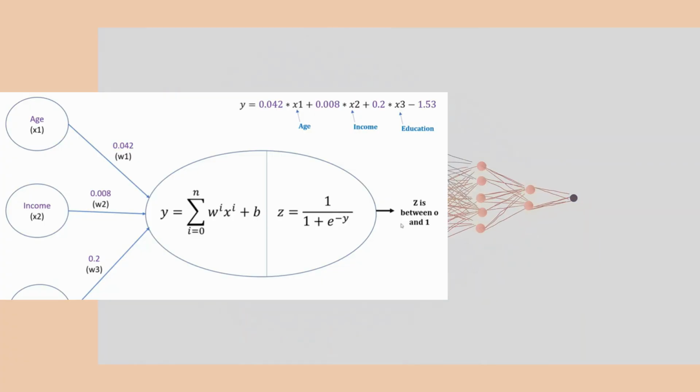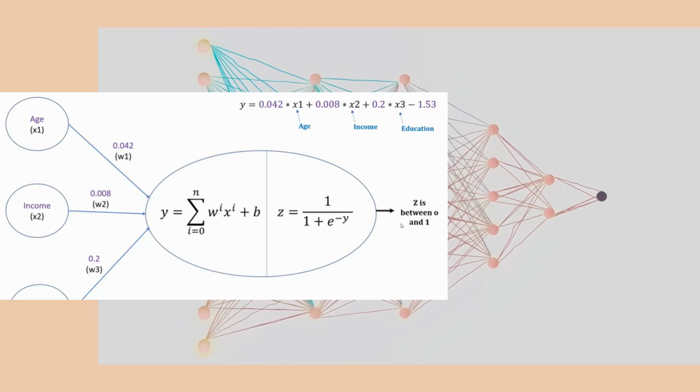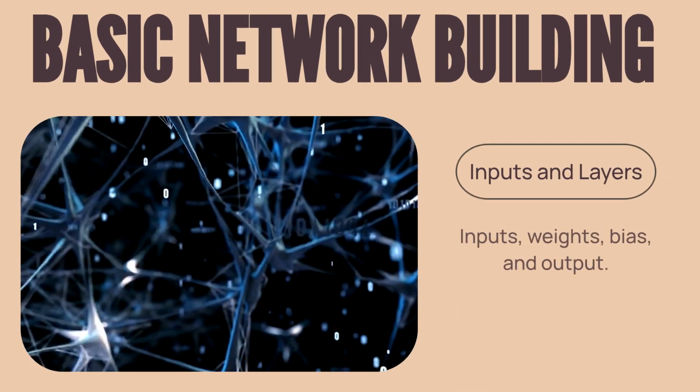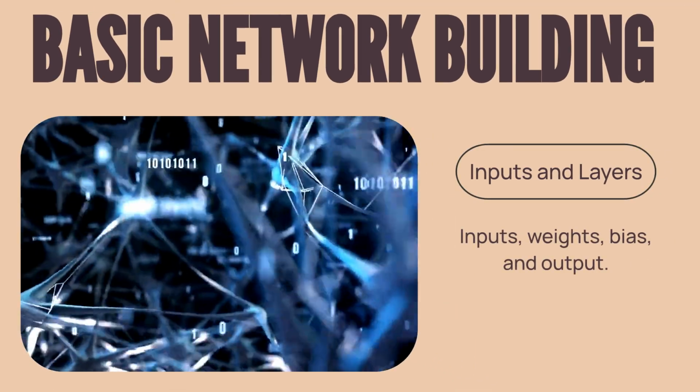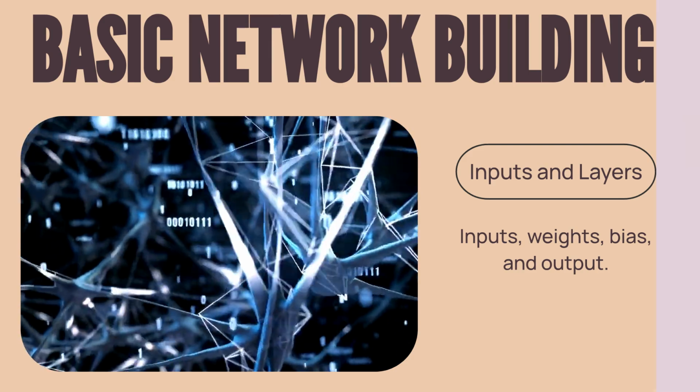Input, weight, bias, and activation. This tiny cycle repeats millions of times across a network, turning raw numbers into intelligence. A basic neural network is built from layers of these neurons, taking inputs, applying weights, and generating an output.